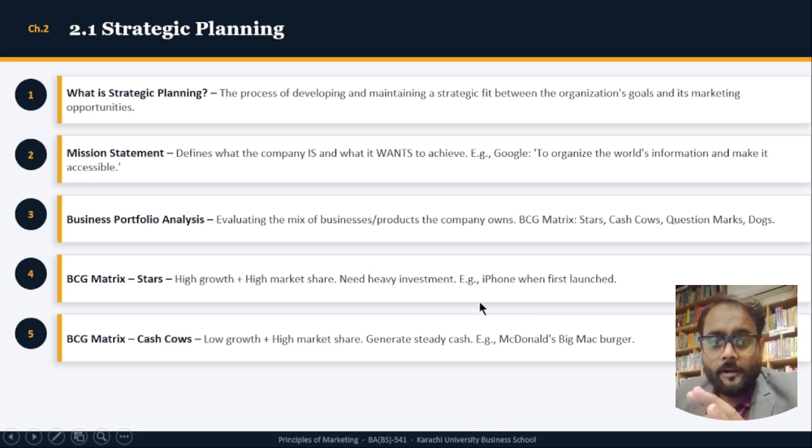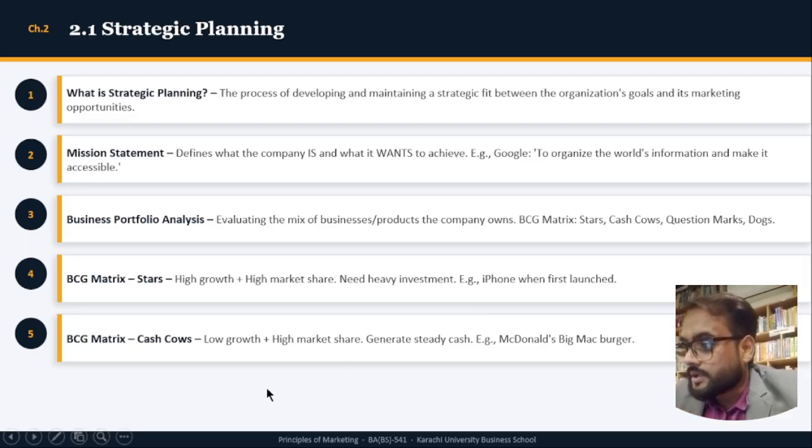The star in the BCG matrix means high growth. Secondly, it has a high market share, and a product in this category needs very heavy investment. For example, the first iPhone launch is an example of a star.